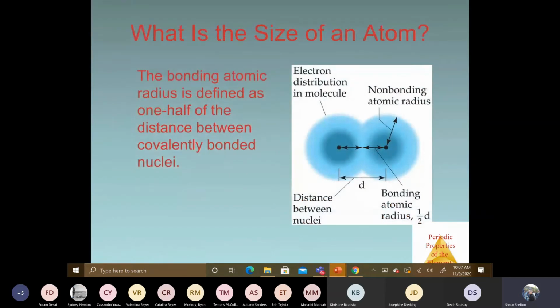All right, so now we talk about the different trends on the periodic table. There's atomic radius, ionization energy, electron affinity, and electronegativity. So there are 4 different trends that you're going to look at on the periodic table. We're only going to look at 3 of those in this chapter, and then in the next chapter we will talk about electronegativity specifically. So the first trend deals with the size of an atom. We also call this atomic radius.